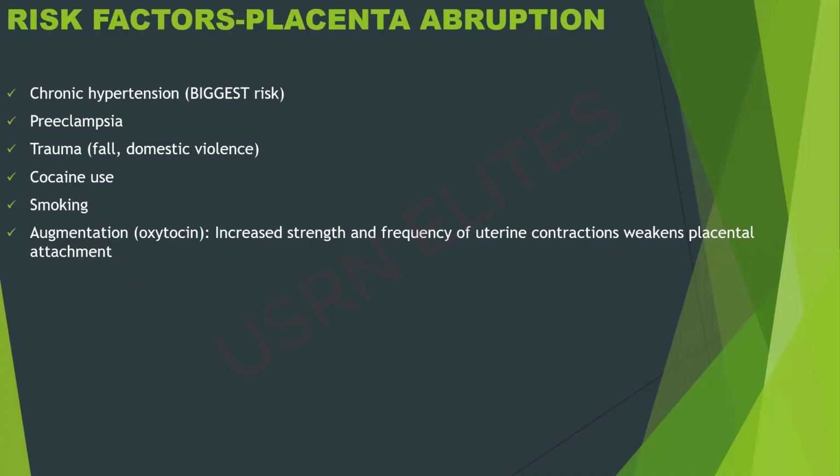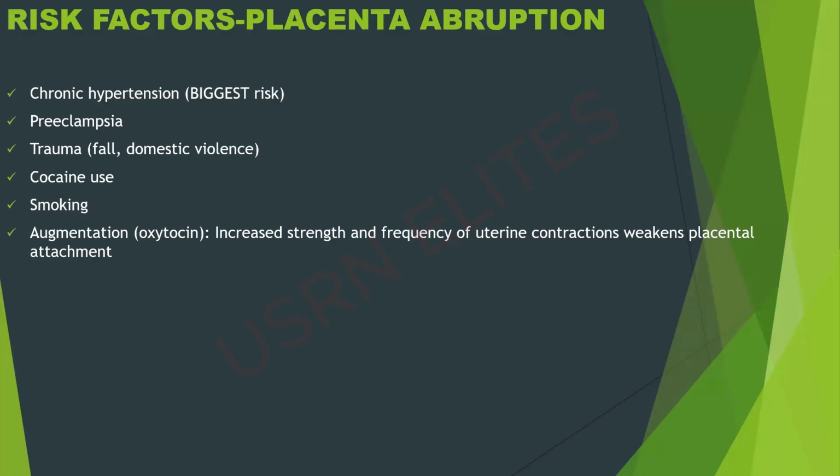And what are some of the risk factors? What can cause the placenta to detach? Number one thing is chronic hypertension. That's the biggest risk. Because with hypertension, there's going to be decreased blood supply or flow to the uterus through the placenta. And that one is going to cause detachment.